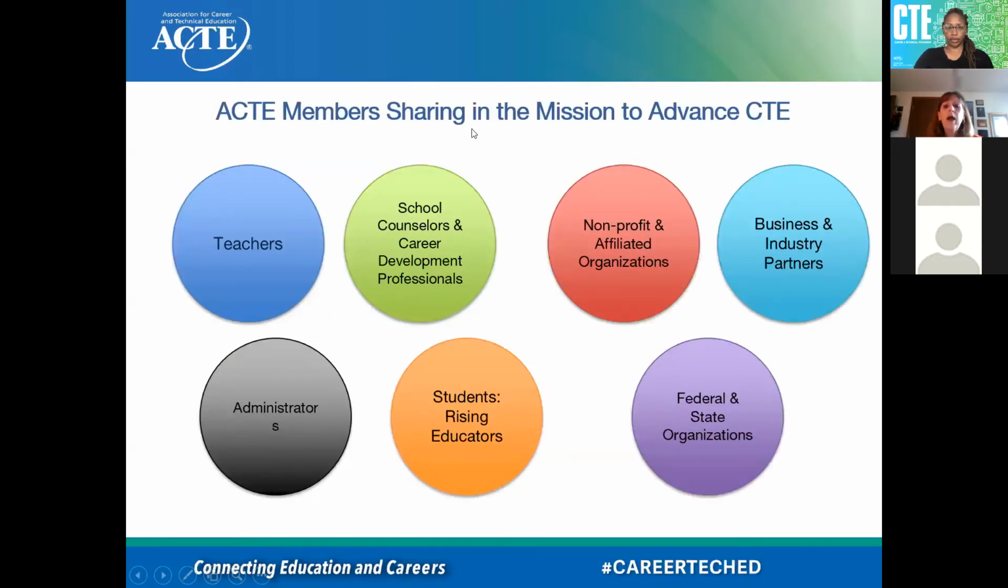We also have a mission to advance CTE with our school counselors, nonprofit organizations, and many business and industry partners. We have student involvement, and we do work with a lot of federal and state organizations.